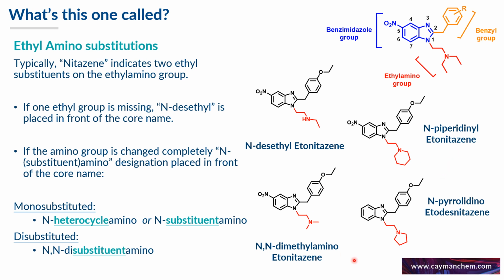And then if we look at this structure, we have, again, the ethoxy substituent making an etonitazene. We're missing a nitro group here at this benzimidazole 5 position, making it an eto-desnitazene, but the ethylamino group is substituted with a pyrrolidine, so that makes it N-pyrrolidino eto-desnitazene.